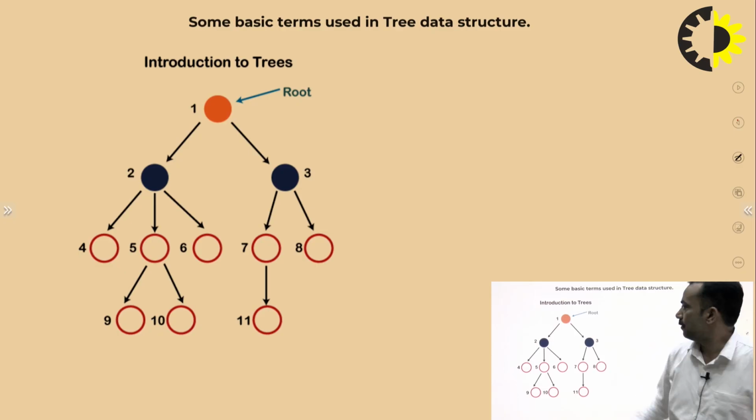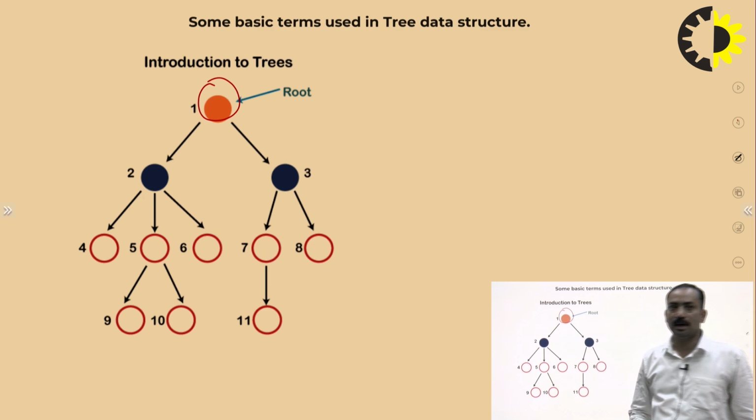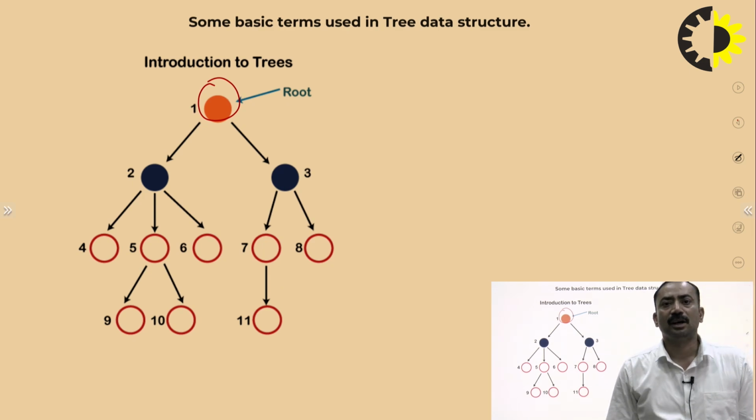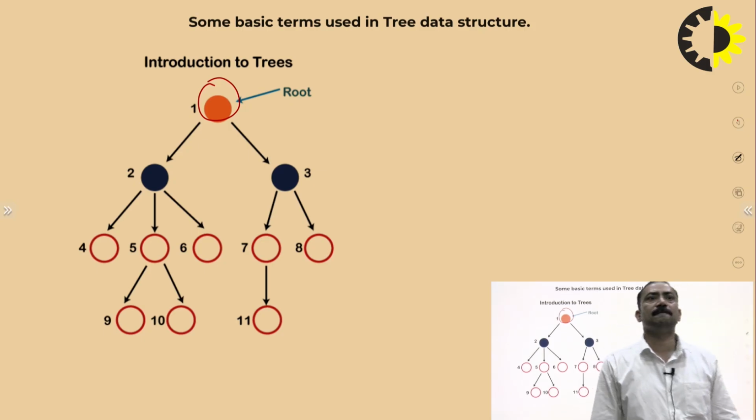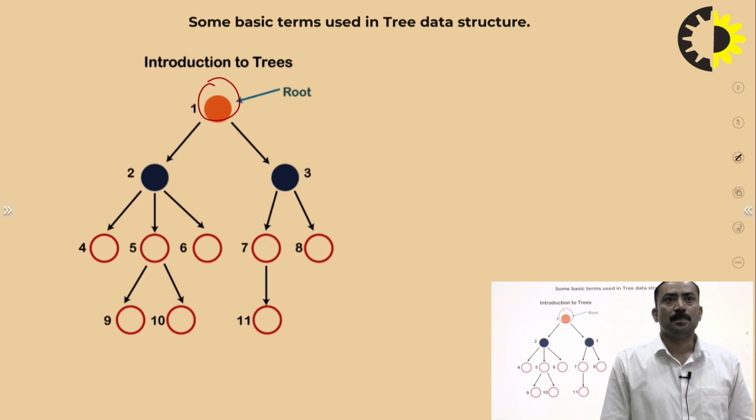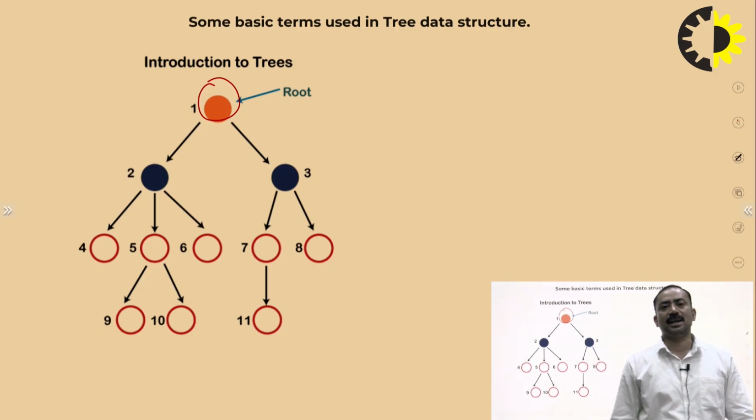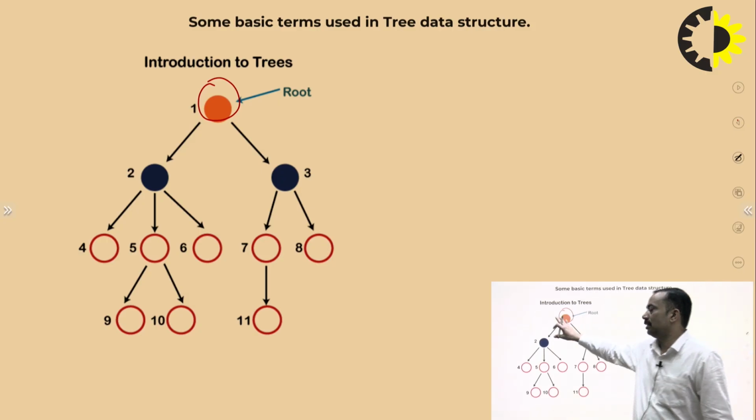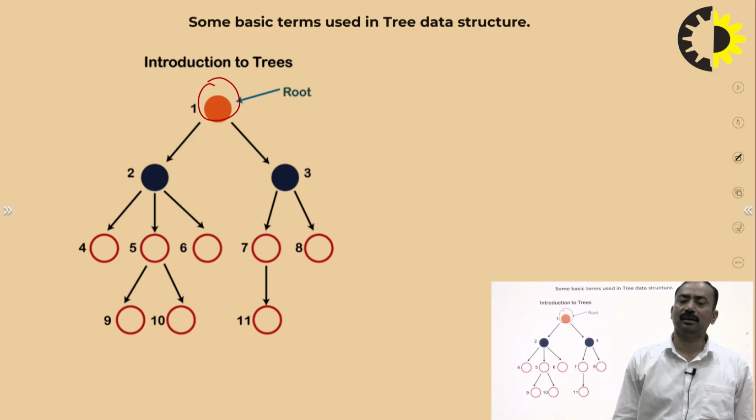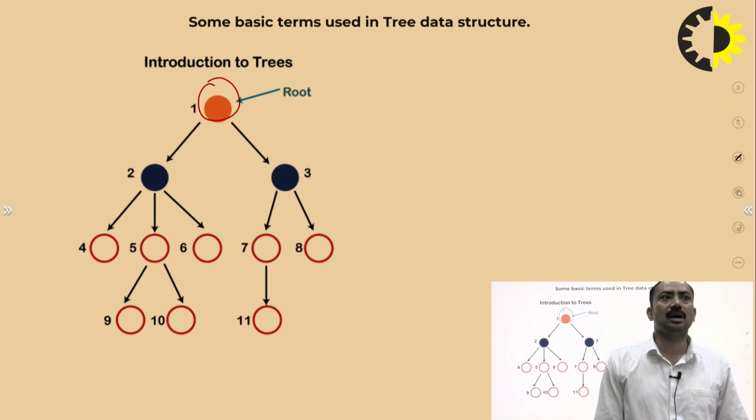Again, we have a tree where this is the root node of the tree. It is the topmost node in the tree hierarchy, or we can say the root node is the one that doesn't have any parent. So root is the parent of all the nodes in the tree, and it doesn't have any parent. In this structure, node number 1 is called the root of the tree.